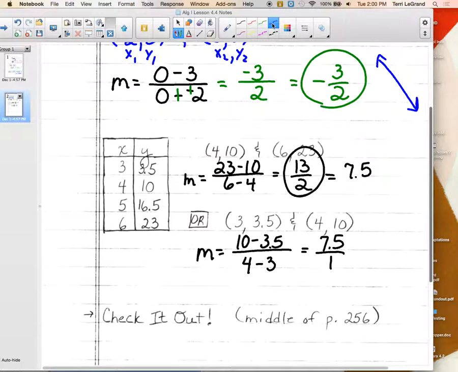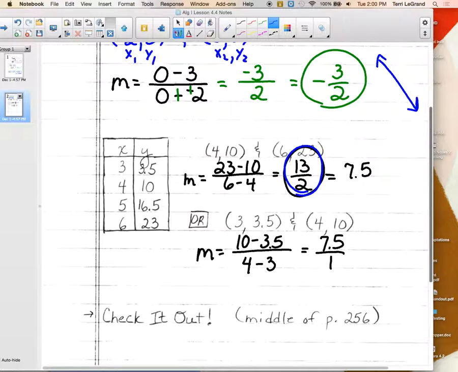Okay, hoping you're done by now. I did it both ways. So for those of you who did it one way, you should end up with 13 over 2. And just out of curiosity, if I divide that out, I get 7.5. But we're going to leave it as 13 halves, remember. Typically, that's the way we would leave it.